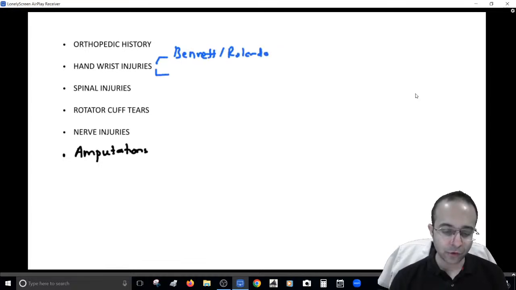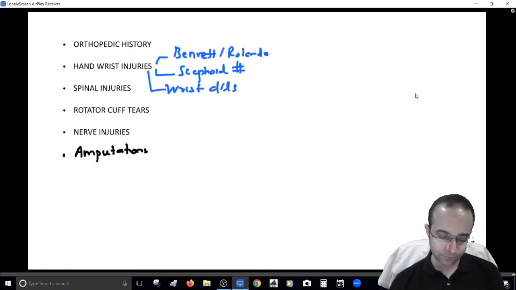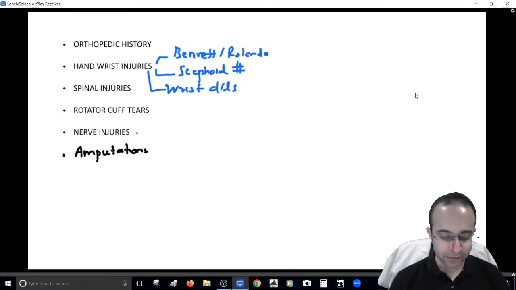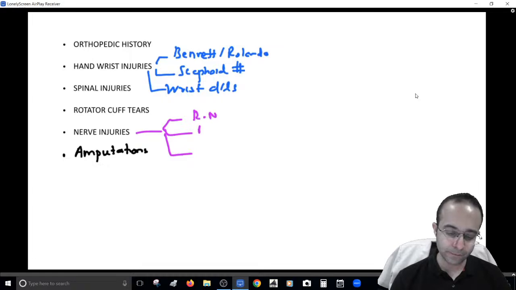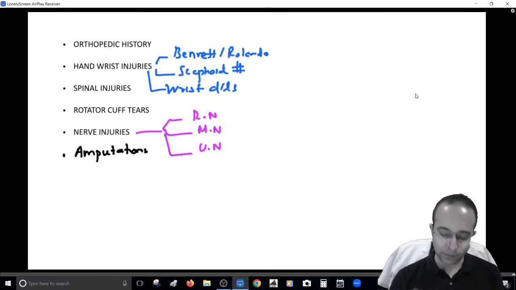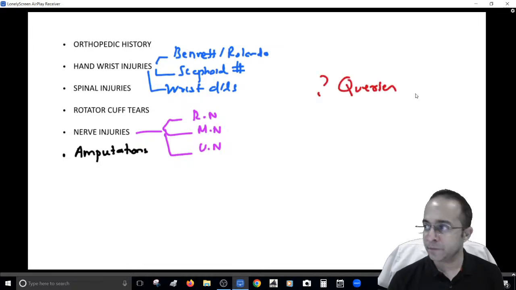And here I talked of scaphoid fracture, and here I talked of the wrist dislocations. Okay, and perhaps in nerve injuries we talked of all the three nerves, radial nerve, median nerve and ulnar nerve, the telltale signs. Okay, and I talked of the two amputations also that are important to you. So these were the topics we discussed today. So I am done with my discussion for today.